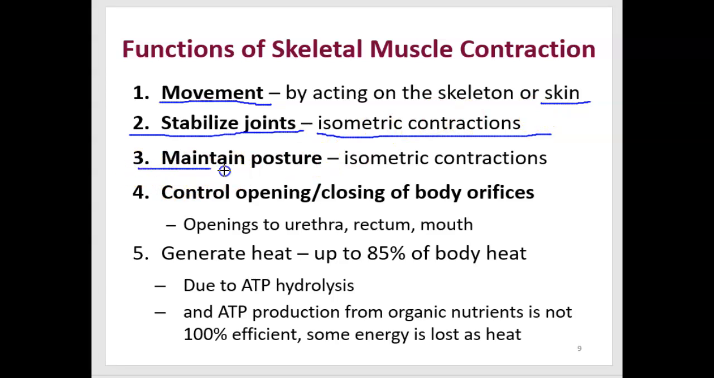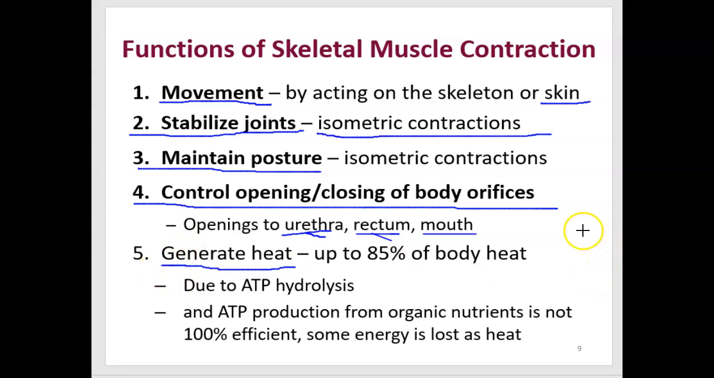Skeletal muscles also maintain posture the same way, and control the opening and closing of our orifices like the urethra, rectum, and mouth. You might think that the urethral opening and the rectal opening would have smooth muscle around it, and they do, but they also have skeletal muscle. So there's both. And then finally, one of the major functions of skeletal muscle tissue is to generate heat.